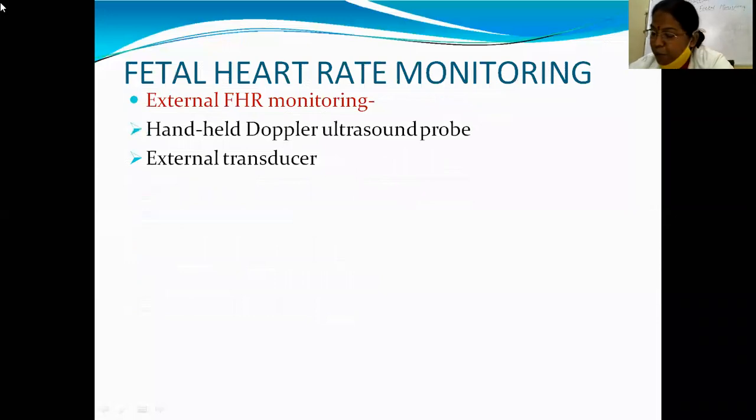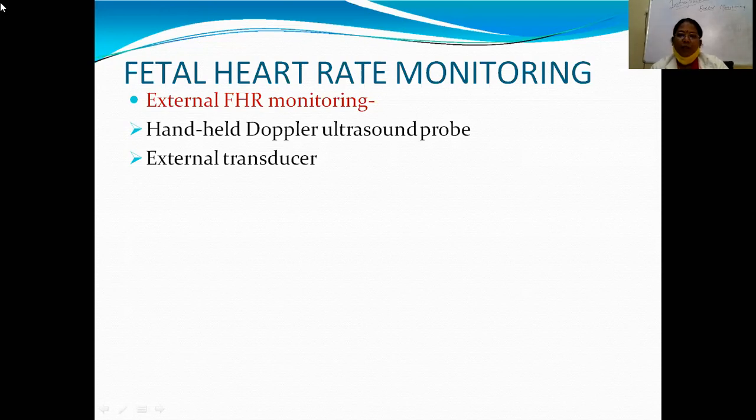So fetal heart rate monitoring we can do by intermittent auscultation and by cardiotocography. Intermittent auscultation is usually used in low risk cases, when everything is normal. When there are no maternal and fetal complications, we can go for intermittent fetal heart rate monitoring.